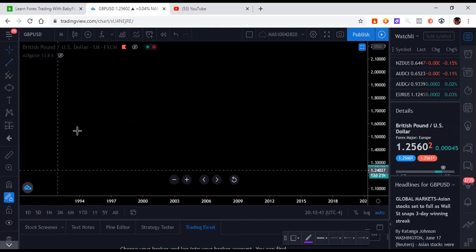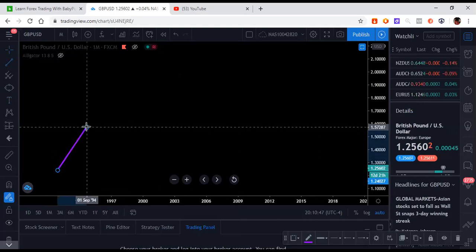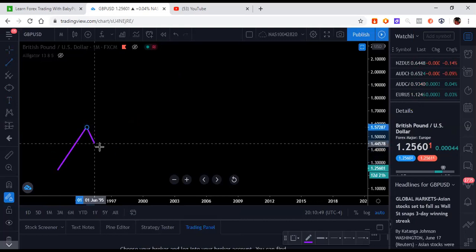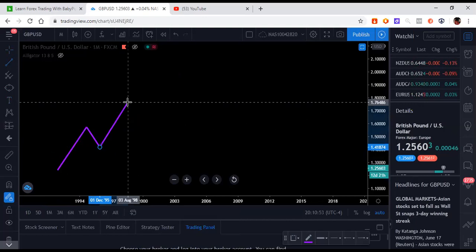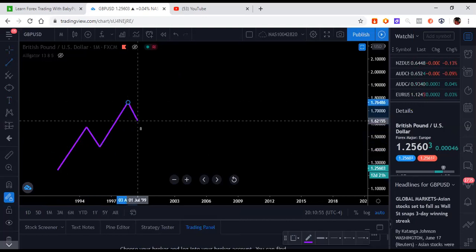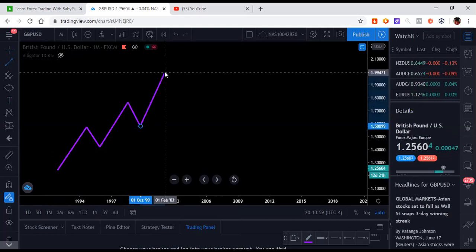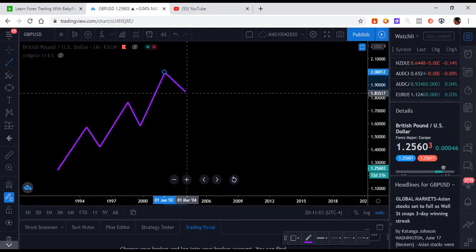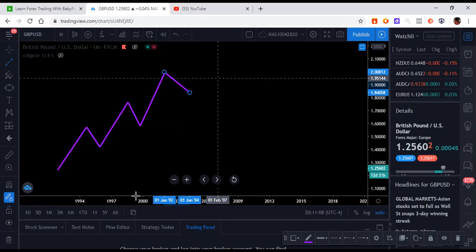And let me just go back. Okay, let's go again. Higher high, I mean higher low. Going to higher high. Higher low. Higher high. Higher low. Higher high. And what comes next? Higher low. That's an uptrend. That's what the uptrend is going to look like.